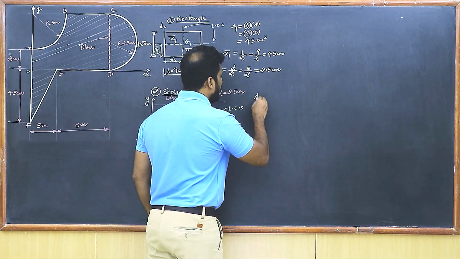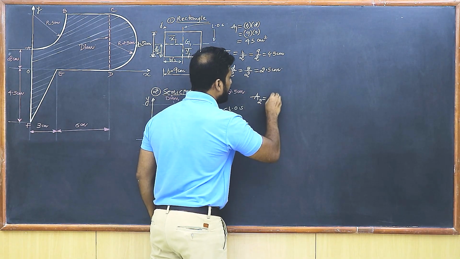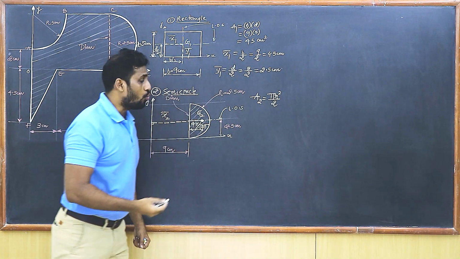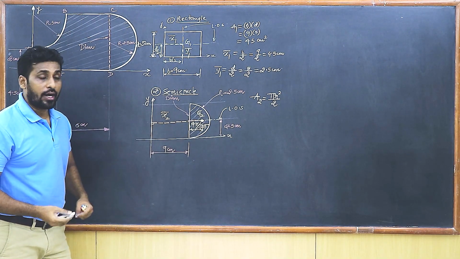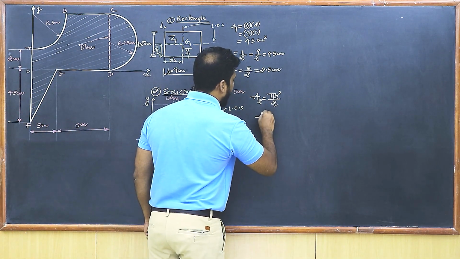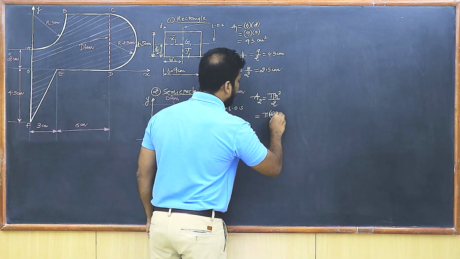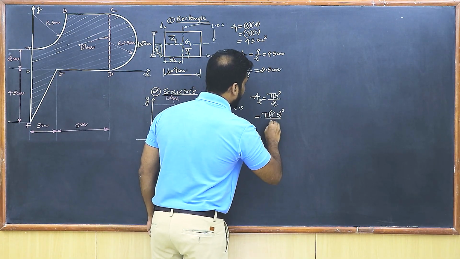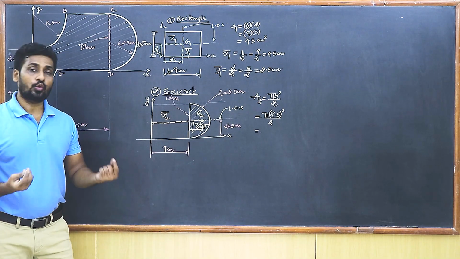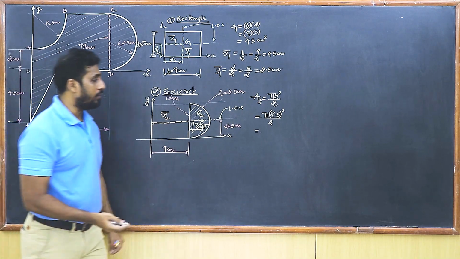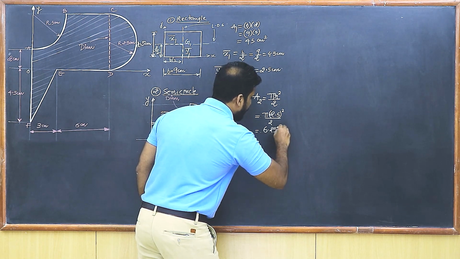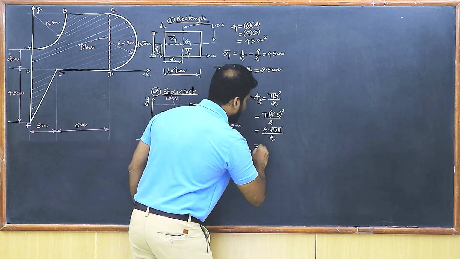So this is A2. It is a semicircle, so we know the formula. It is pi r square upon 2. What's the radius? It is 2.5, or you can say 5 upon 2. That is also okay. So I can write this is pi into 2.5 square divided by 2. I know the square of 25 is 625. So the square of 2.5 is going to be 6.25. So I write here this is 6.25 pi upon 2.